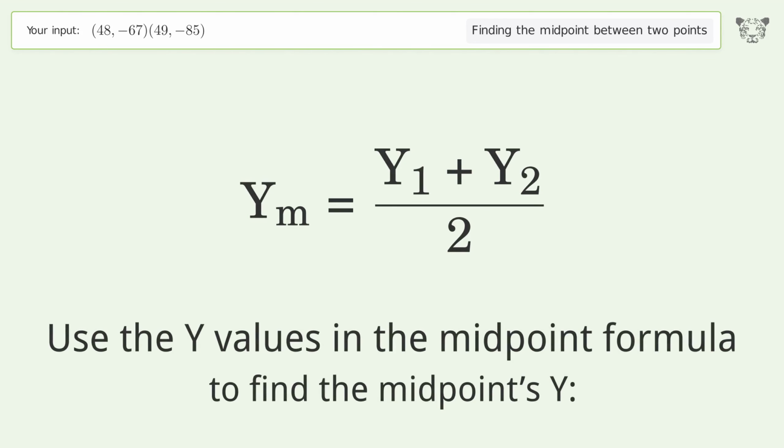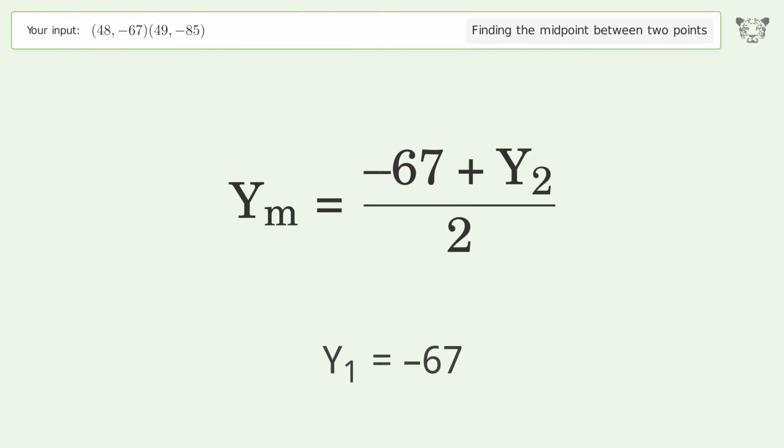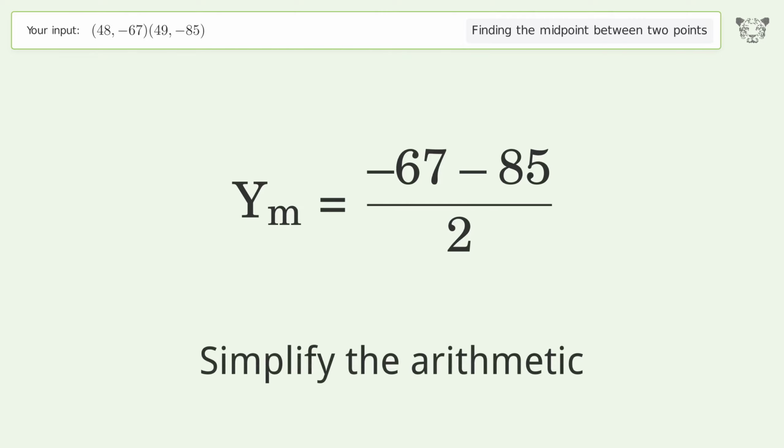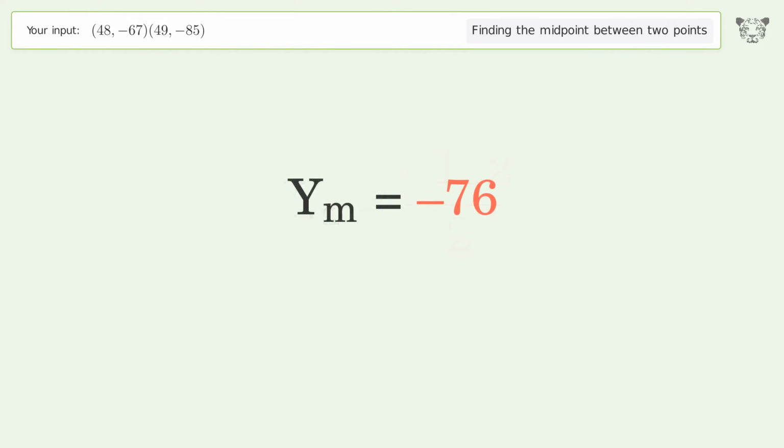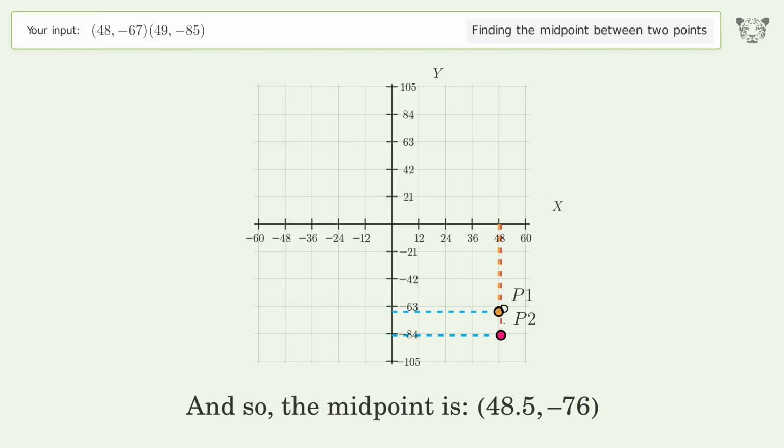Use the y values in the midpoint formula to find the midpoint's y. y1 equals negative 67. y2 equals negative 85. Simplify the arithmetic. And so, the midpoint is 48.5, negative 76.